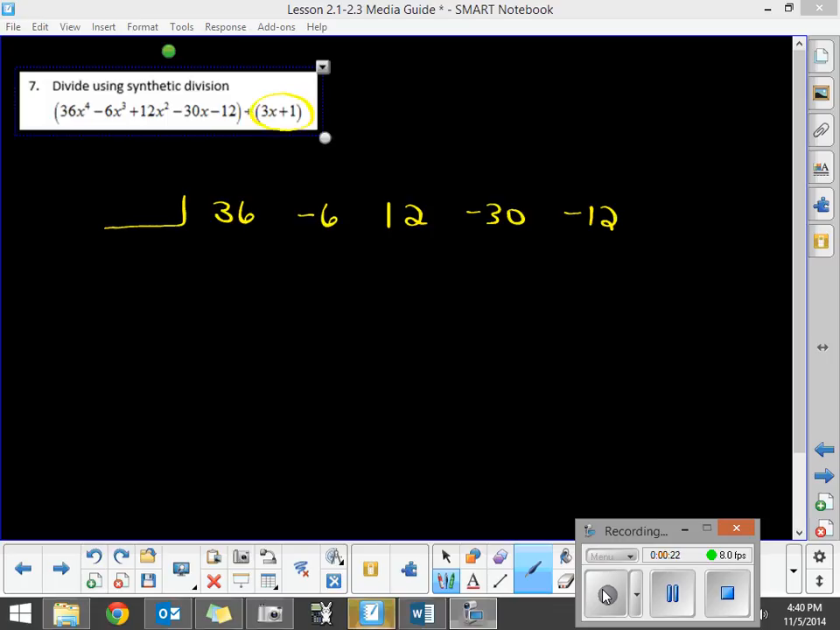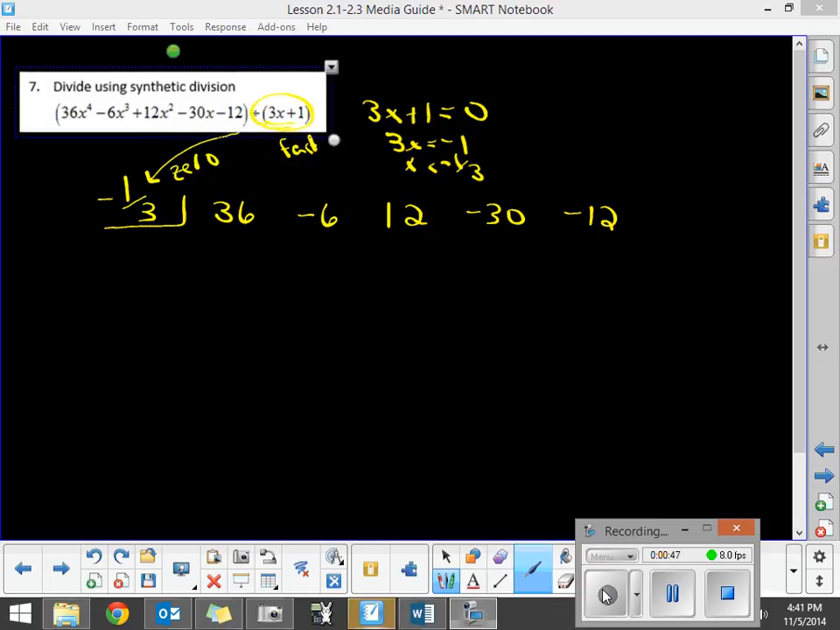So this 3x plus 1, if this is the factor, then what is the 0? So the related 0 is 3x equals a negative 1, which means x is a negative 1/3. So I want to divide by a negative 1/3, and we did a good job of recognizing we're going to divide by negative 1/3. So when we use synthetic division, we always divide by the 0. If we do long division, we always divide by the factor. So we got to kind of keep those two things a little bit straight. So divide by the 0.